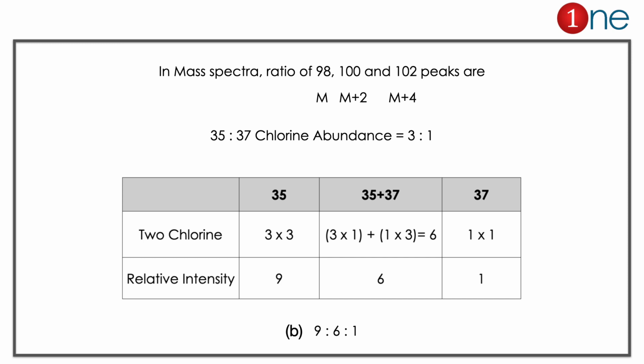So if you look at 35 and 37, it is interesting because we have 1 chlorine of 3 and 1 chlorine of 1. So there are the cross combinations, so you have 6 in total. So the answer will be 9, 6 and 1. So the answer is clearly B there. Here the concept you have to learn is chlorine abundance: the abundance of 35 and 37 chlorine will be 3:1. And the second concept is that you have to know how to calculate the relative intensities of M, M plus 2 and M plus 4.